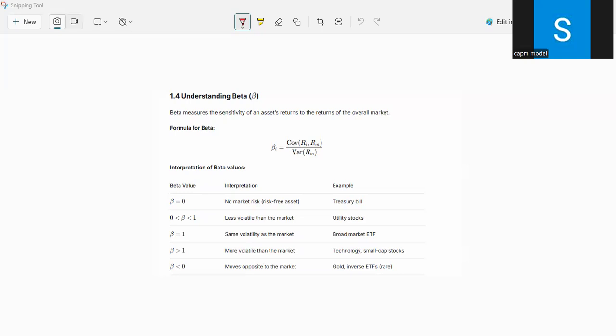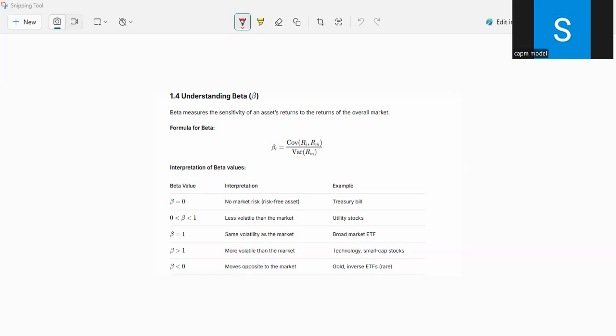When your beta is equal to 0, what does it mean? You have no market risk. It simply means that the stock doesn't move with the market. The best example of beta 0 is a treasury bill. When your beta is between 0 and 1, it means you have low risk. What does it mean? You are less volatile than the market. It means there's less risk in there.